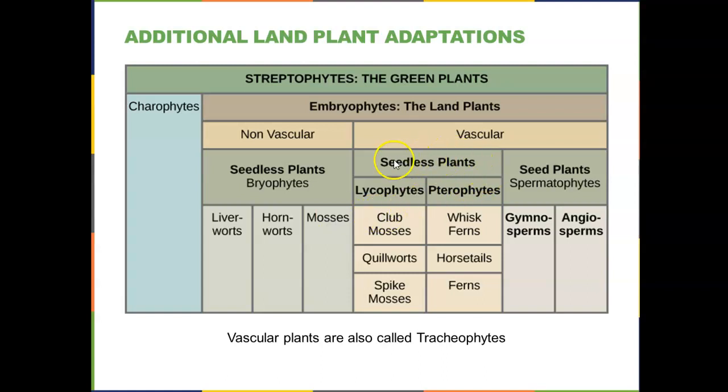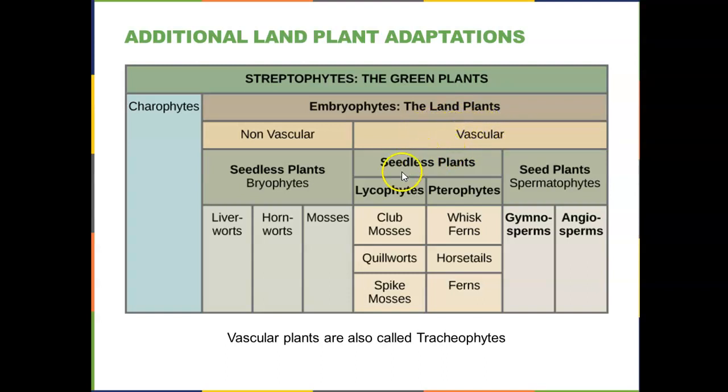Then we took a look at vascular seedless plants, and that included the lycophytes and pterophytes right here, club mosses and all of their relations, and ferns and all of their relations right here for the pterophytes. And this is the group that you'd be more familiar with. The big innovation here is the development of vascular tissue, which is primarily expressed in the sporophyte generation.